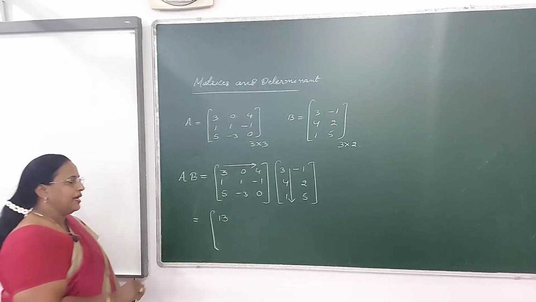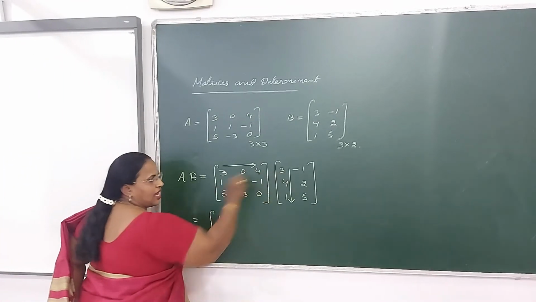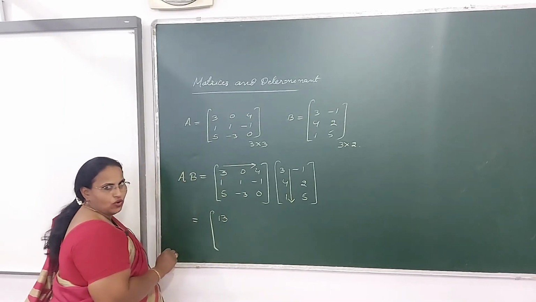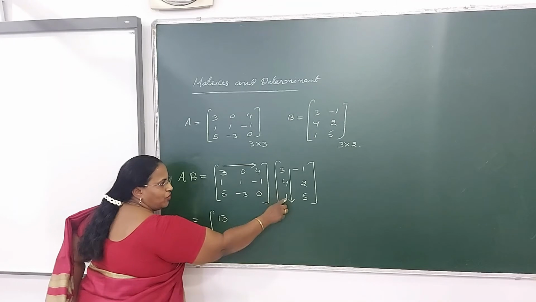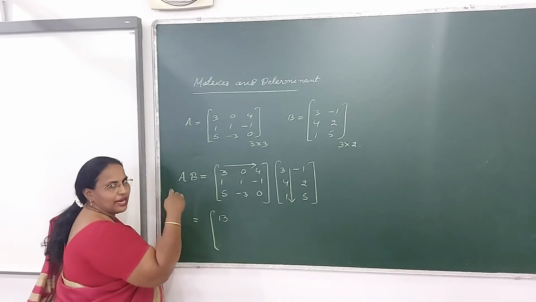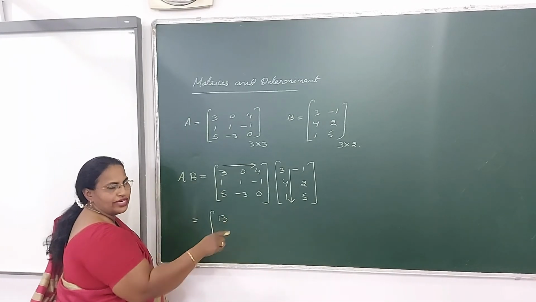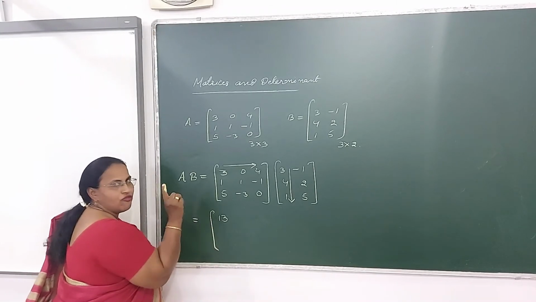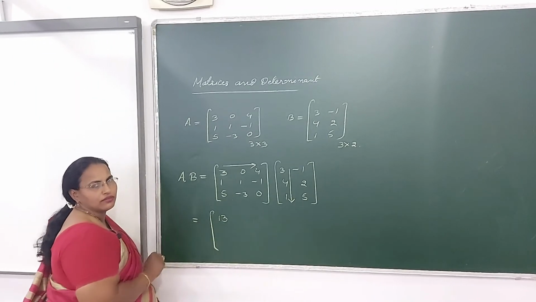Once again I will repeat. 3 into 3 is 9, plus 0 into 4 is 0, plus 4 into 1 is 4. So it comes to 9 plus 4, it's 13. So where to place it? You will be placing it in the first row, first column.